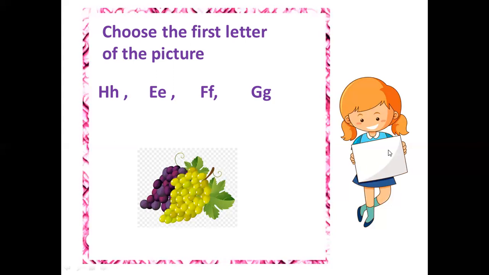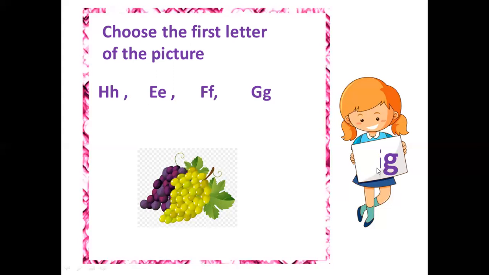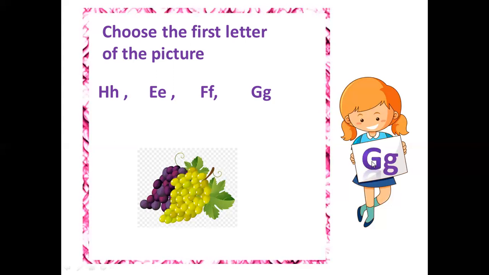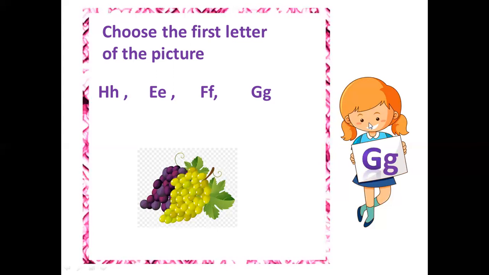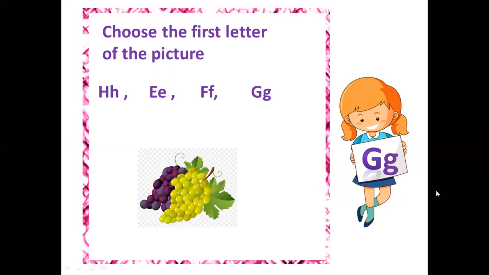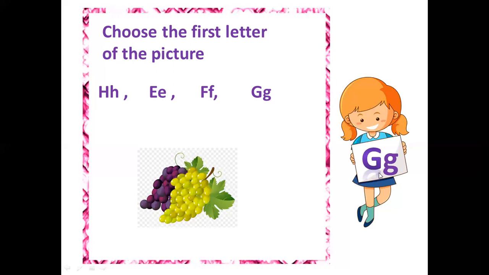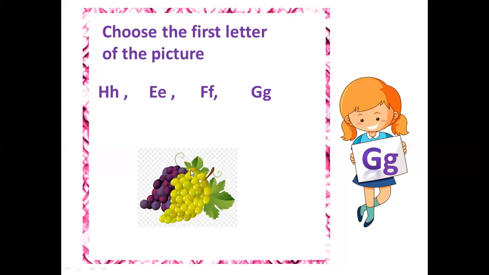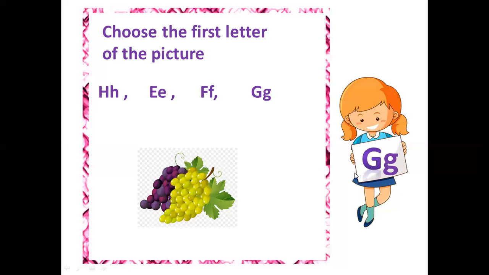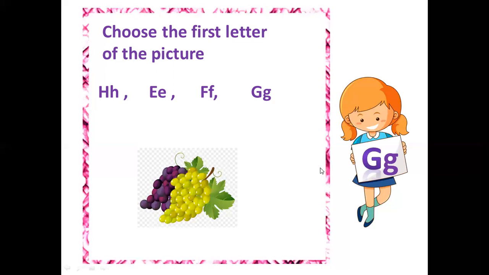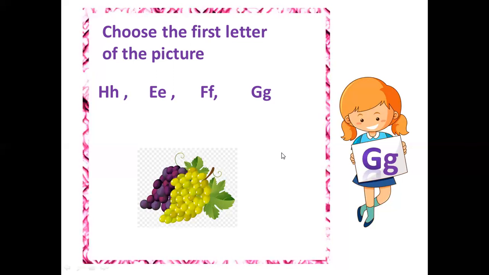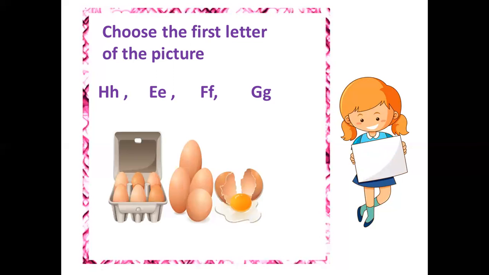Let's check it here. Look here. G. Grapes. Yes, she picked the correct letter. Well done. This is the first letter of the grapes, G. You picked it correctly. Well done. Now let's check the next one.